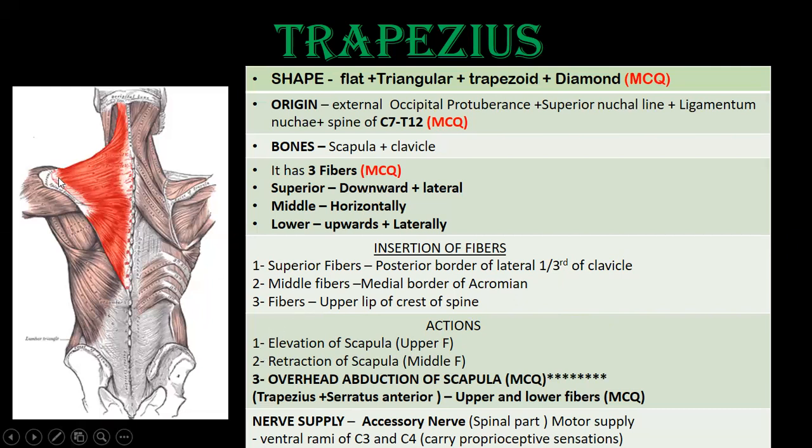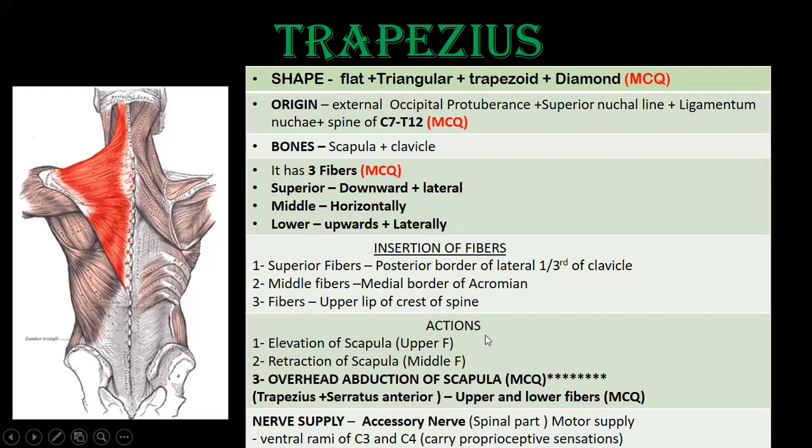Coming to its action, we say elevation and retraction. The upper fibers, inserted into the clavicle, perform elevation. The middle fibers, which go to the acromion process, retract the scapula. The point we need to understand, which is most frequently asked in the examination, is overhead abduction of the scapula. Some people say that overhead abduction of the scapula is done by serratus anterior, and it causes winging of the scapula. You are all right.